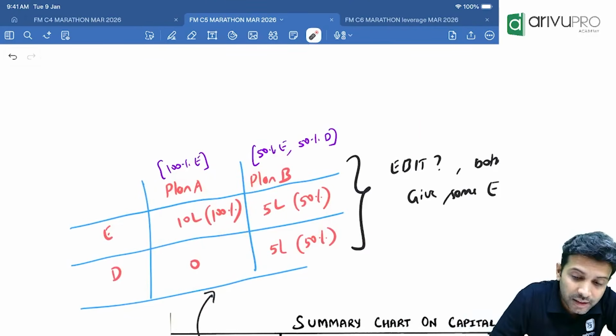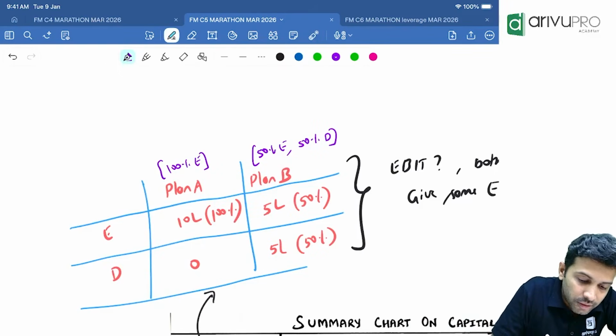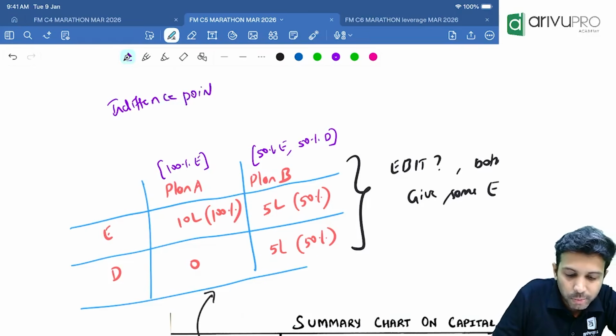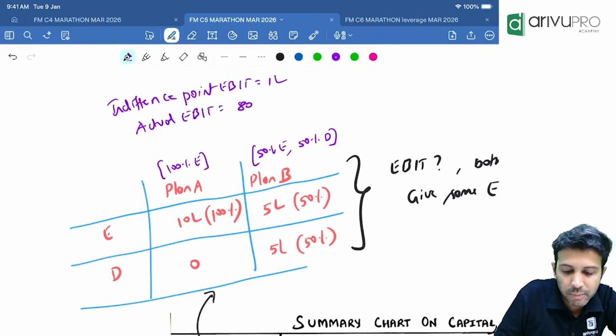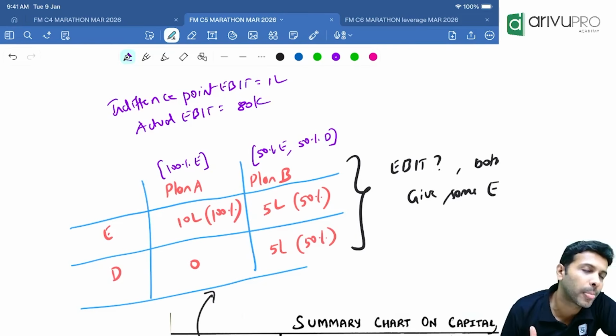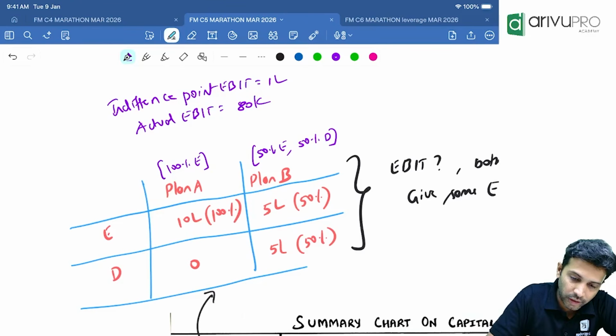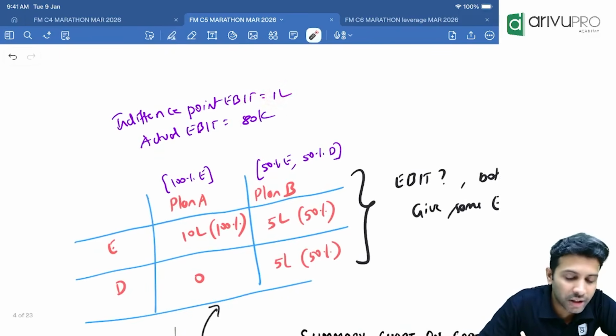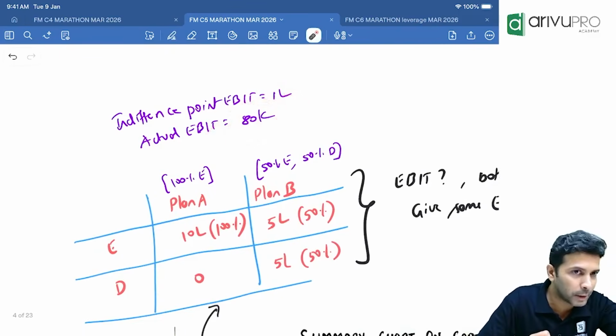Once again I'll give you the data. What is the data? Indifference point EBIT is 1 lakh. But the actual EBIT, how much have I taken? 80,000. And now you tell me which one you will go for. First tell me once again the theory. Are you above the indifference point now, or below? Below. You are below 1 lakh. You did not achieve 1 lakh. We achieved only 80. So you are below the indifference point.